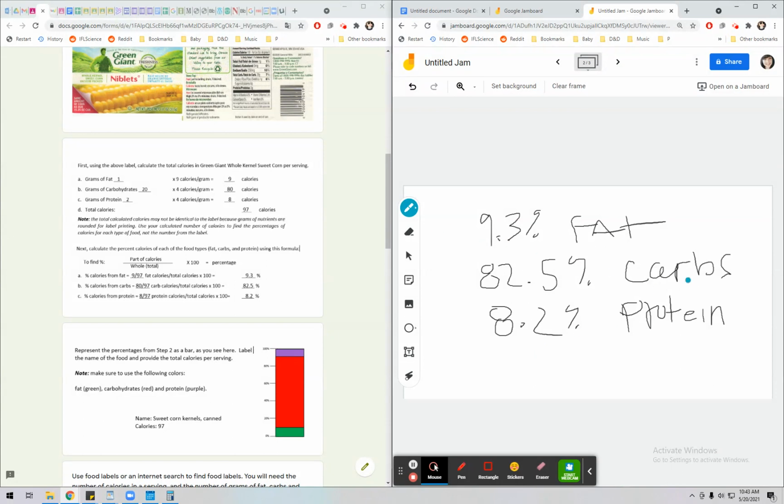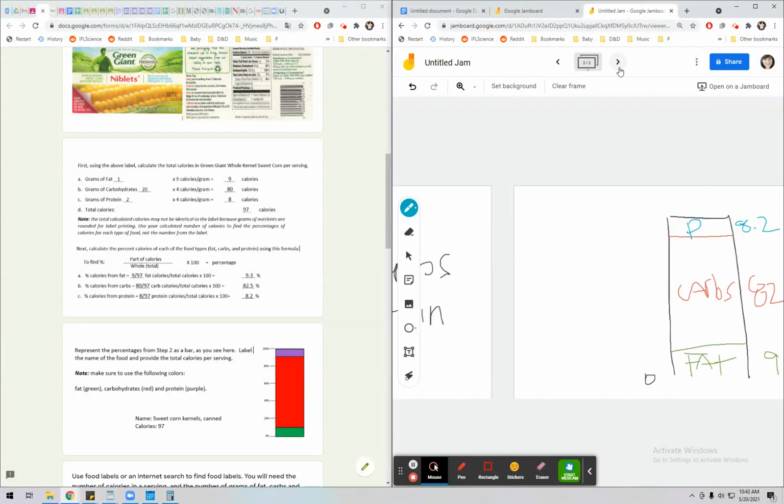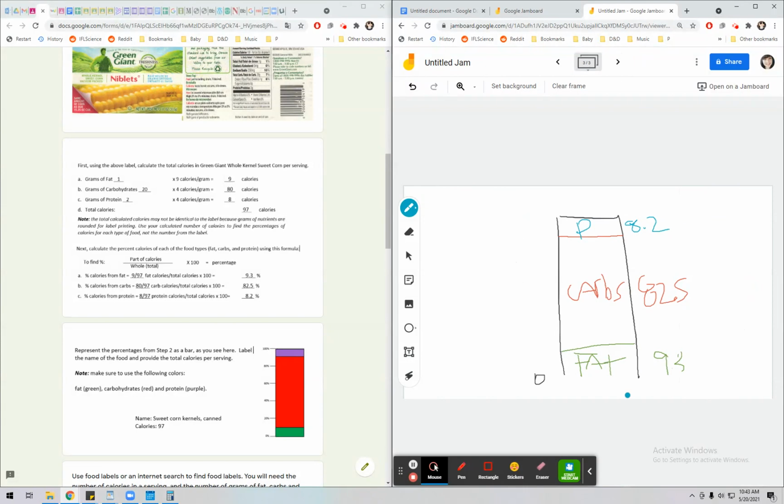So here we have our fat, carbs, and protein. And then lastly, we have to graph. Remember, we start at 0, but everything after our first percent line, you just add. So here's our fat, we add our carbs, then we add our protein. This should equal about 100%.